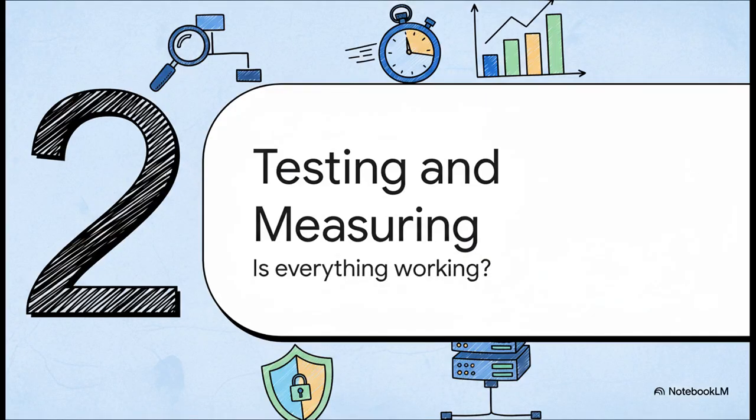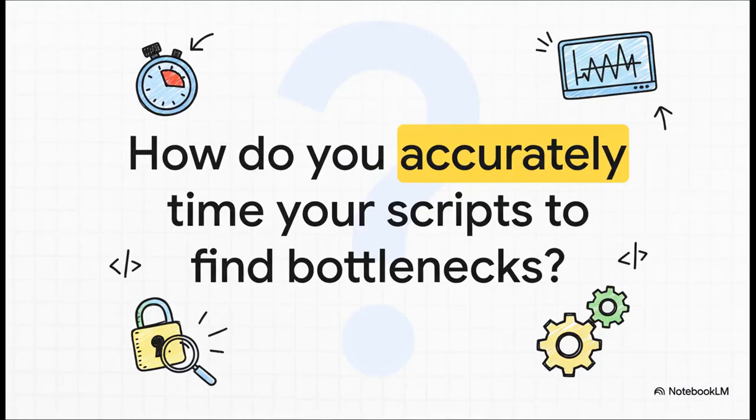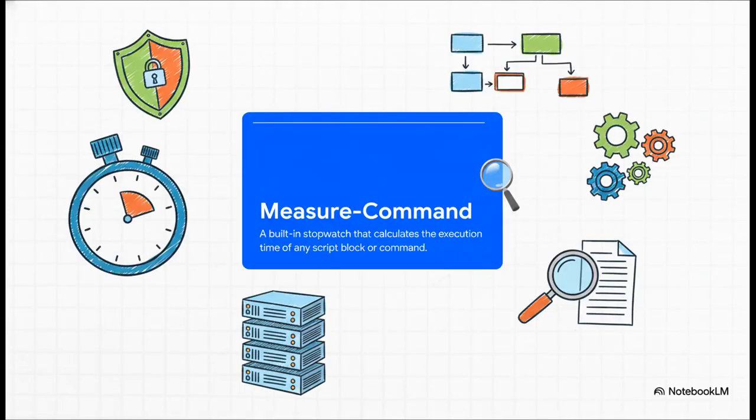Now it's time for phase 2, testing and measuring. This part is all about verifying that your systems and your scripts are healthy, that they're reachable, and that they're performing the way they should be. Every scripter has been here. You write a script, it works, but it just feels slow. To make it faster, you first have to find out what is slow. You need a really precise way to time how long each little piece of your code takes to run. PowerShell has the perfect tool for this, Measure-Command.